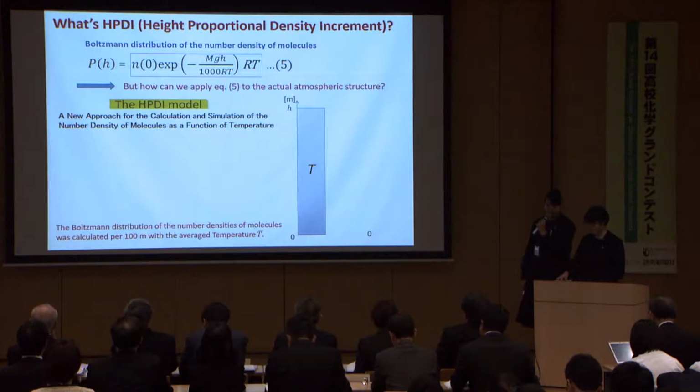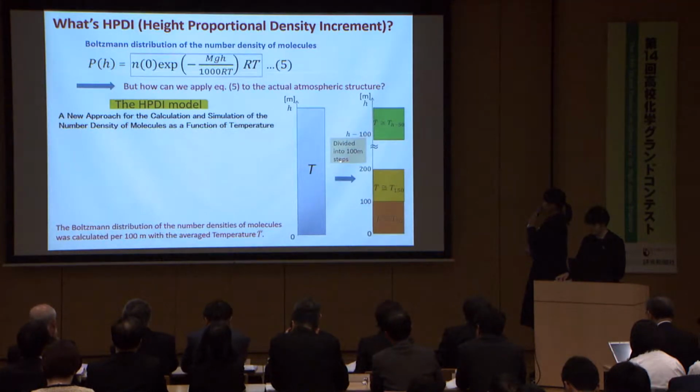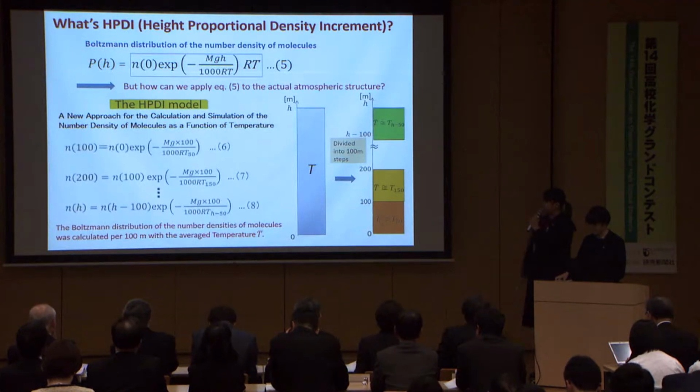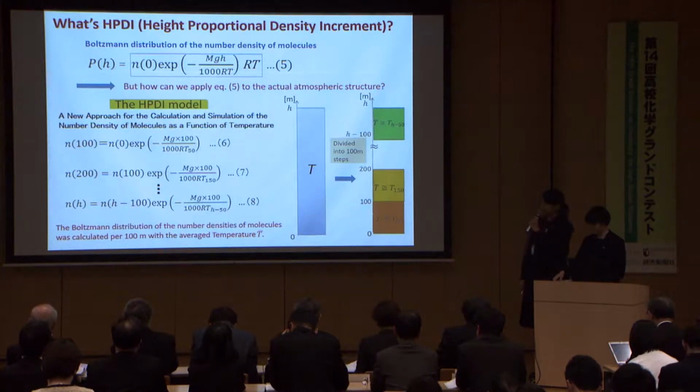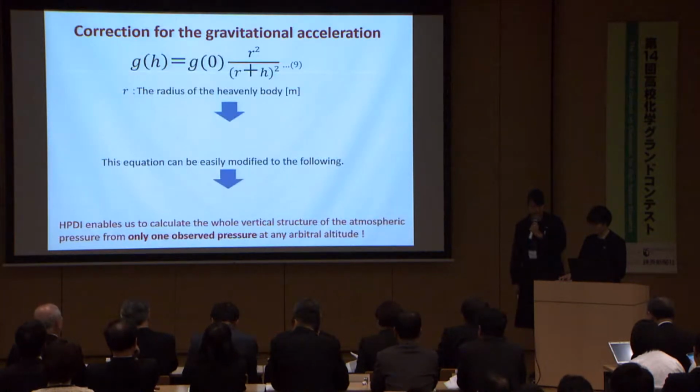When we calculate the atmospheric pressure based on the molecular collision theory, we need to know the number density of molecules at each altitude. In our HPDI approach, we divided the height h into 100 meter region steps. We can calculate the number density of gas in each region by assuming a constant average molecular temperature. We named this approach HPDI. This is our original idea.